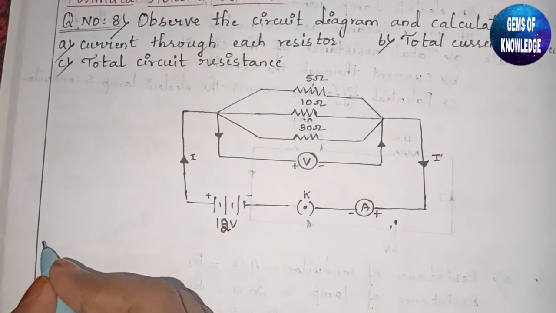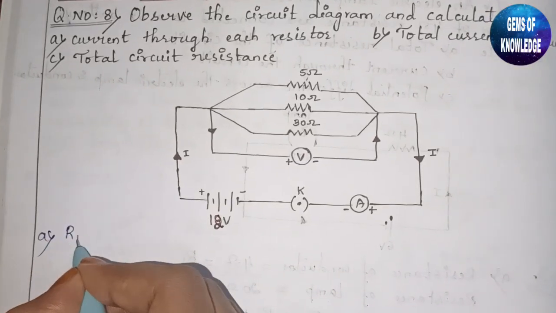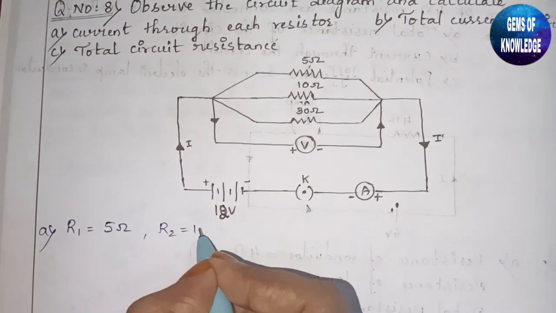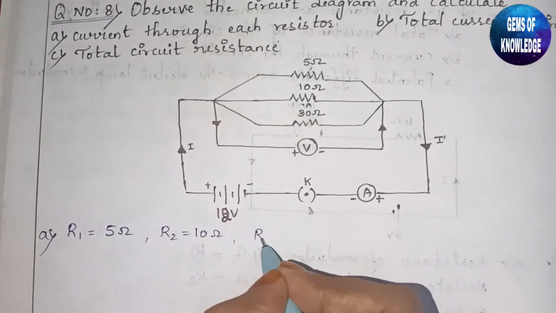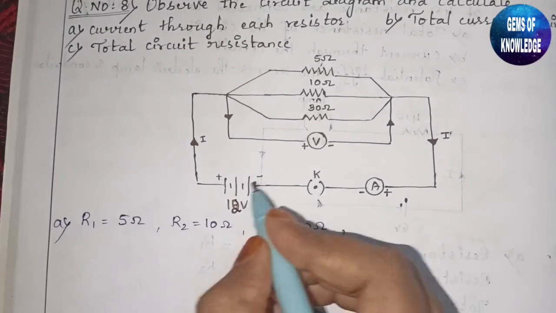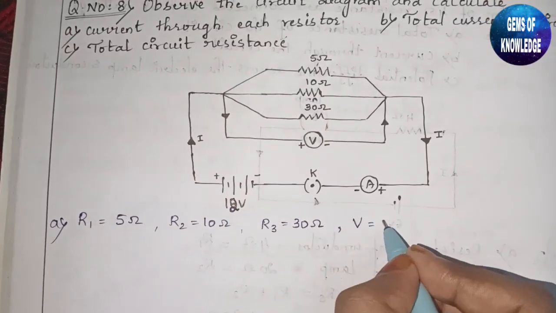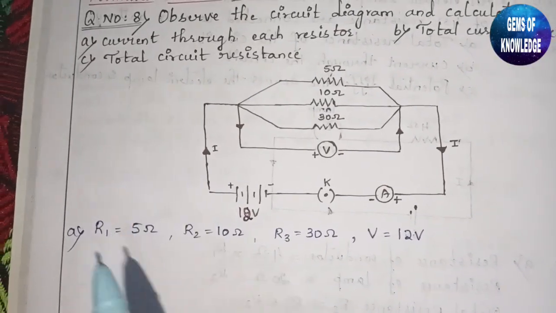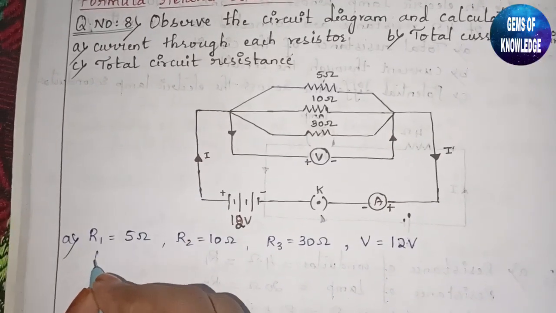Okay, so for the first one, let us consider R1 is equal to 5 ohms, R2 is equal to 10 ohms and R3 is equal to 30 ohms. Okay, and then we have V value as 12 volts. Now current we need to find out. So what is the formula according to Ohm's law?